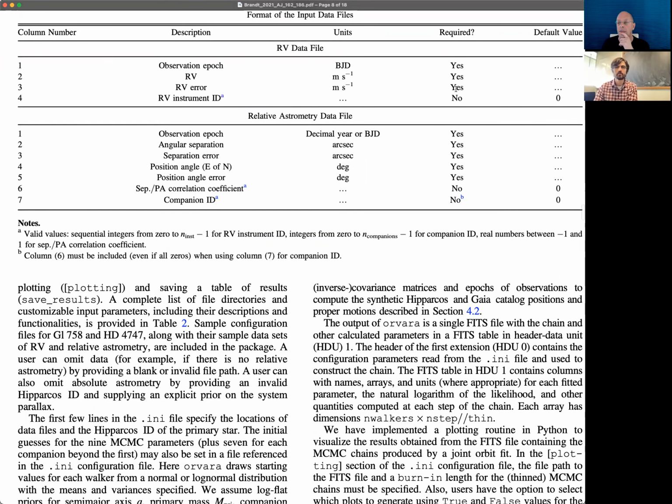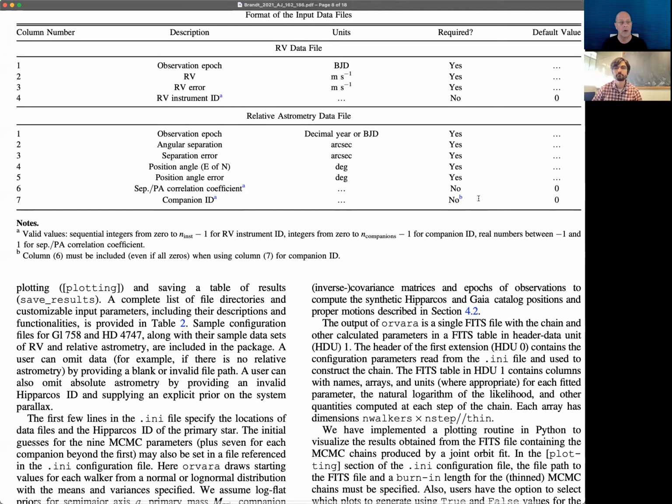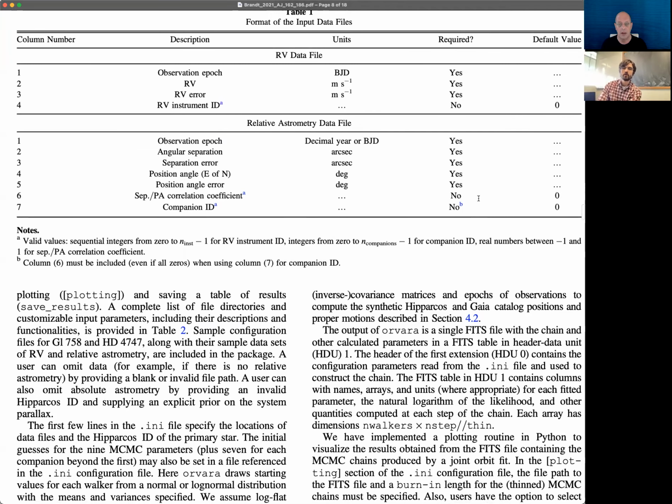So you can specify if you have different instruments that you used for your radial velocities, and you can specify if you observed different companions in relative astrometry, if there is more than one imaged companion, for example, or if you have a brown dwarf and then an outer star, then there would be more than one companion with entries in the relative astrometry data file.